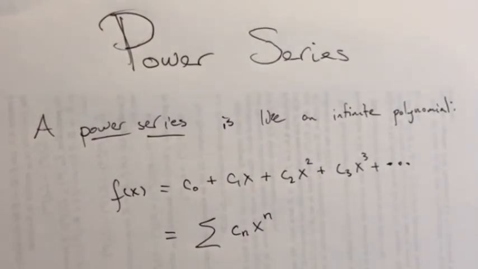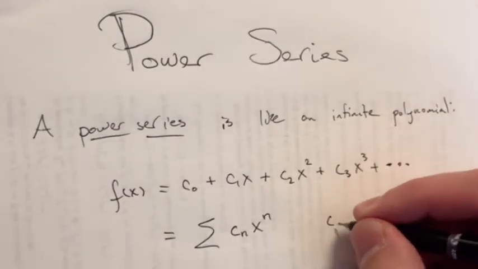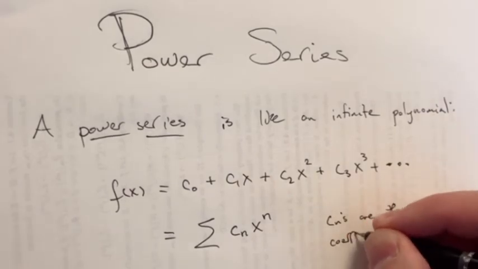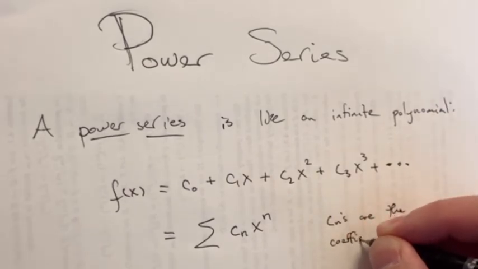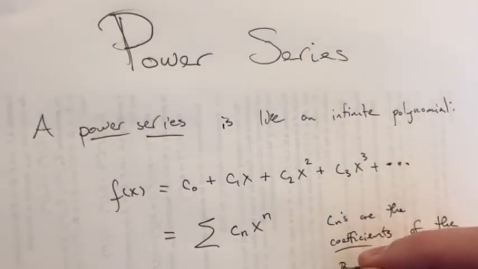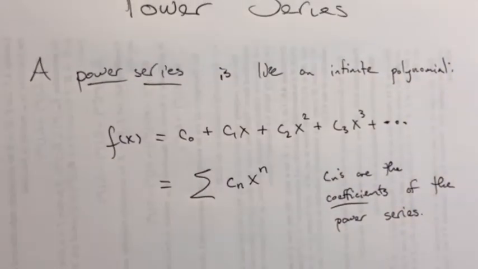Cn x to the n. So each term looks like some constant times the power of x. And those Cn's, as you might imagine, are called the coefficients of the power series. Naturally, that's what we're going to call those. The coefficients, all right?